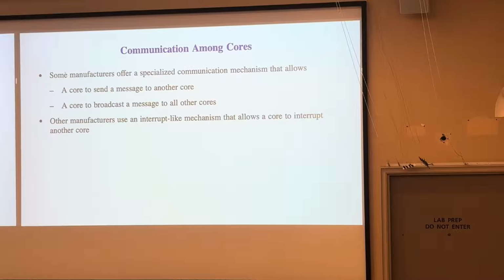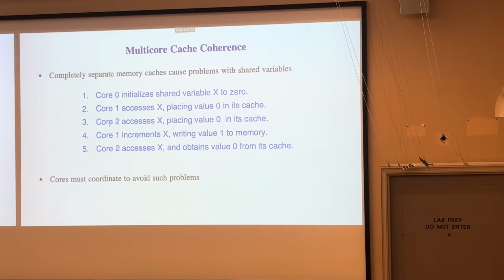Yeah. So some manufacturers offer a specialized communication mechanism that allows a core to send a message to another core, or allows a core to broadcast a message to other cores. The first one is point-to-point communication. The second one is a multicast or broadcast mechanism. So this functionality could be provided in the hardware layer. And some other manufacturers use an interrupt-like mechanism that allows a core to interrupt another core.